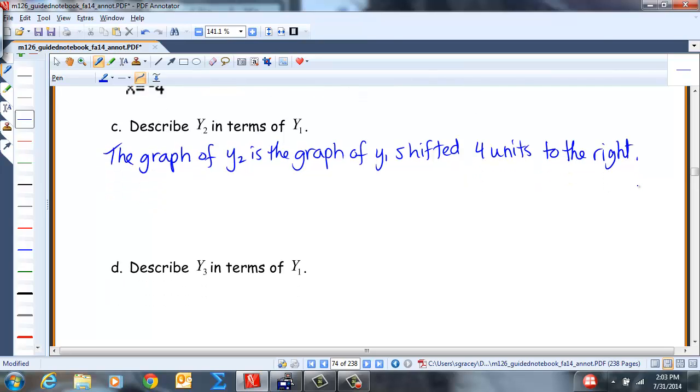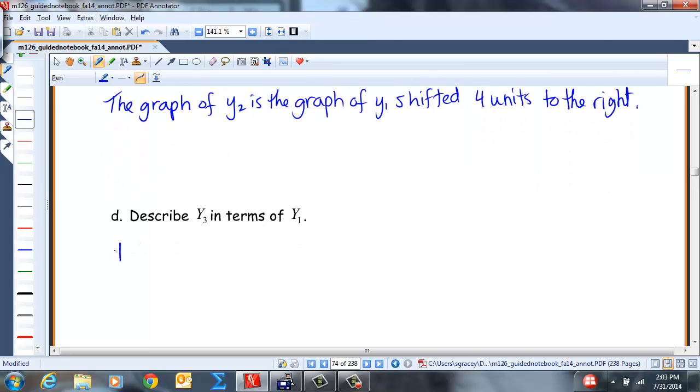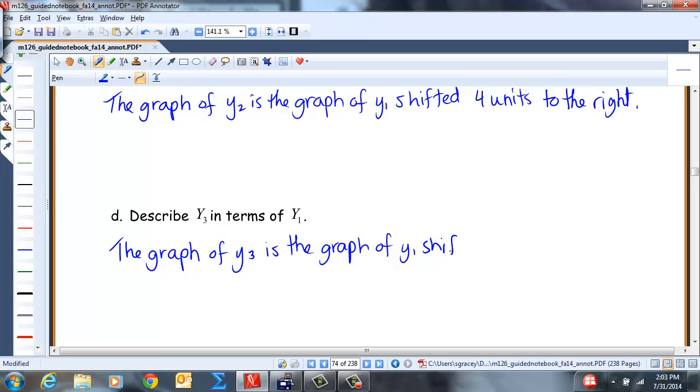And then y3 in terms of y1: the graph of y3 is the graph of y1 shifted 4 units to the left.